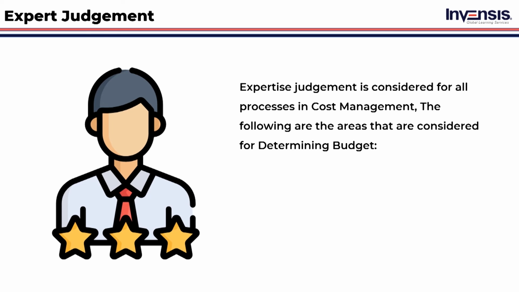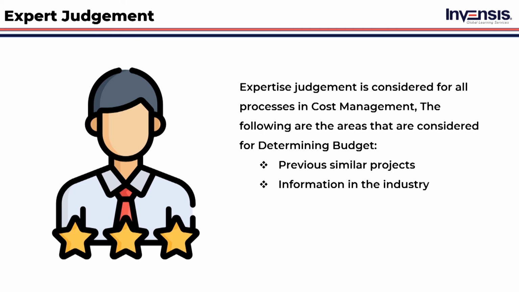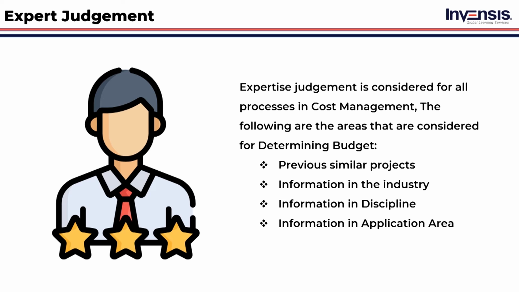Expert judgment is considered for all processes in cost management. The following are the areas that are considered for determining the budget. Previous similar projects, information in the industry, information in the discipline, and information in the application area are the expertise that comes in handy when the data is processed and converted into a budget. Funding requirement sources: this is where the project manager will define the sources to obtain the funding requirement.